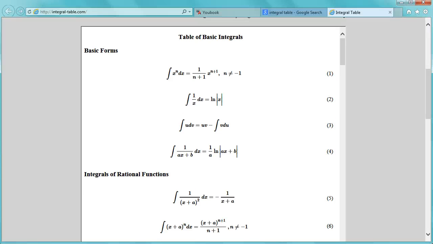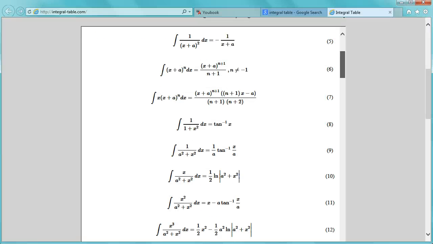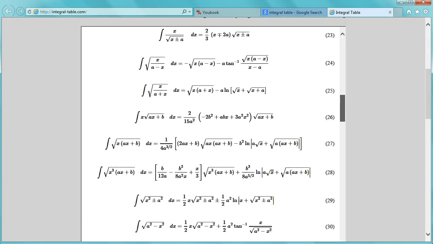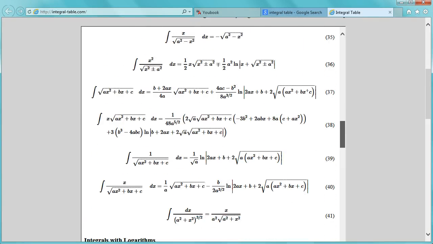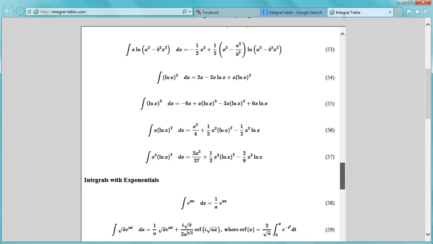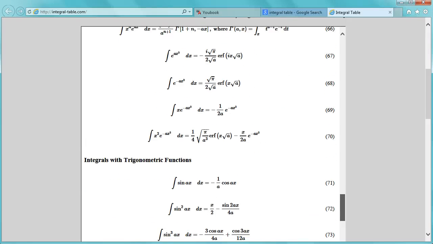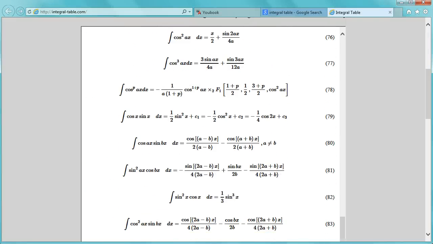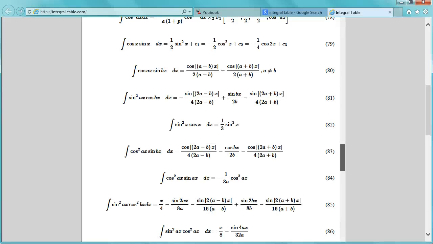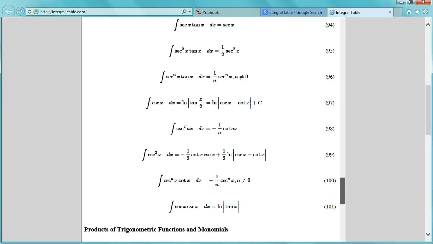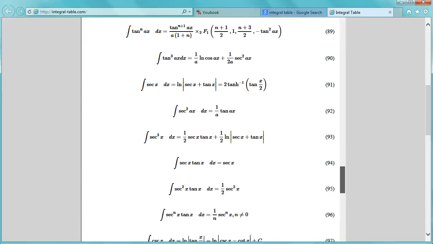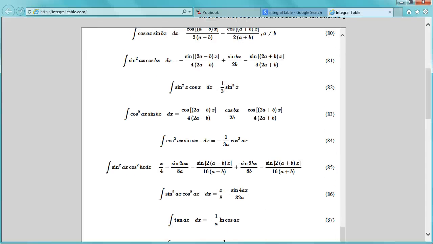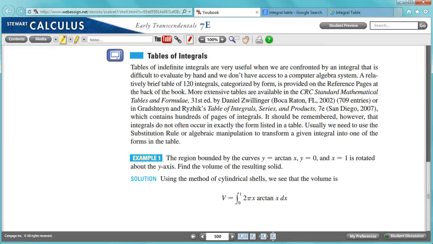So basic forms, and then these, and then a little bit more complicated integrals, and then even more complicated integrals, still going, and there are hundreds of them. What you need to do is take your problem and see what kind of problem this is, compare that with some of those formulae in this integral table, and then find your answer.